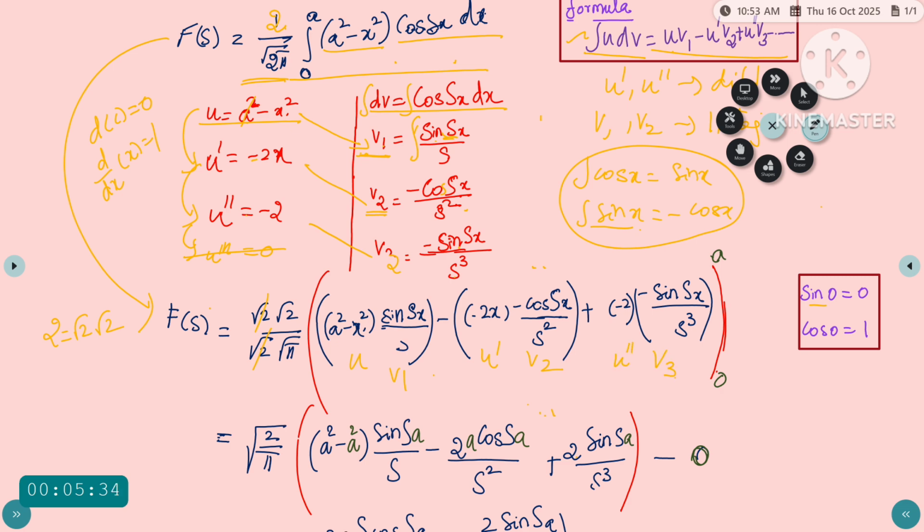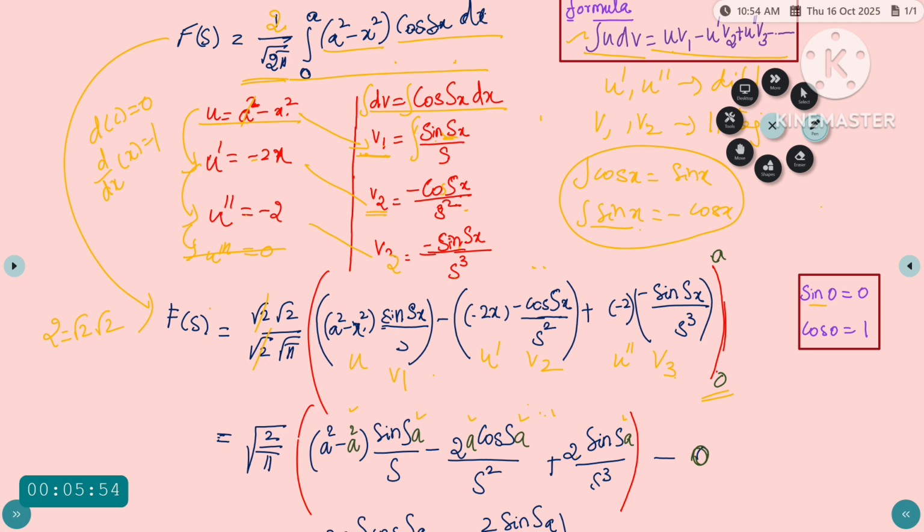Okay, substitute the value in the formula. What is our limit? 0 to a. Taking the limit 0 to a, now apply the upper limit in place of x. What is the upper limit? The upper limit is a. So replace all the x by a, minus apply the lower limit. What is the lower limit?